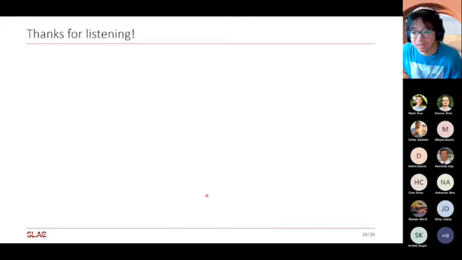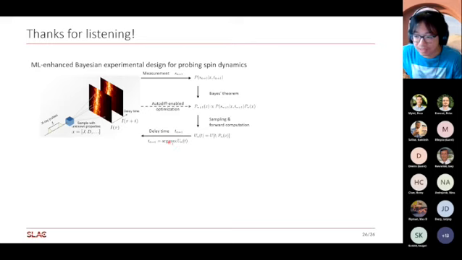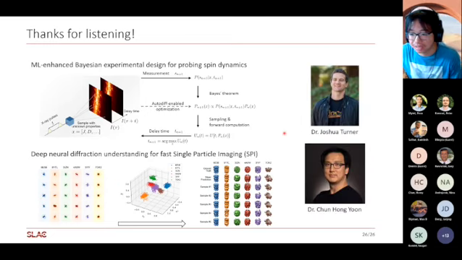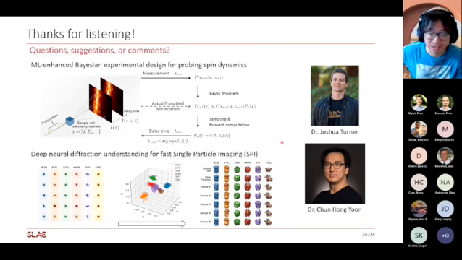Just to summarize what we have seen, the first is the machine learning enhanced Bayesian design method, and the second is the network that reconstructs 3D electron density from individual diffraction patterns. I would like to acknowledge and thank my advisors, Josh and Chuck, for their advice and support. And with that, I'd like to thank you again, and happy to take any questions.